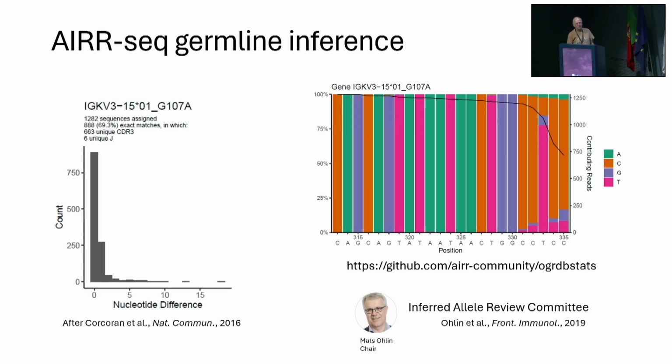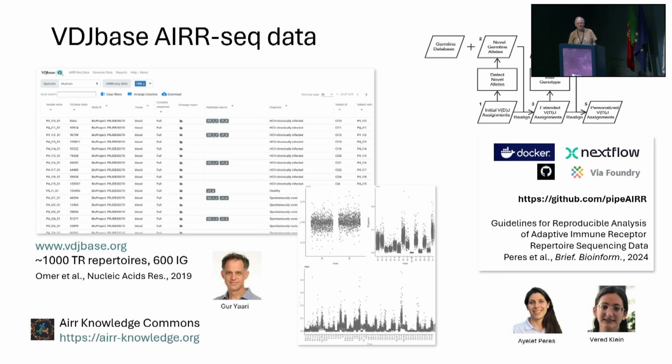IARC has inferred over 40 or over 50 alleles, something like that, since establishment. And those have augmented our germline set and made it into others as well. These two plots come from a tool called OGRDB stats, which IARC uses to evaluate inferences using the process that's set out in this paper. And that tool's available for use for anyone else that's interested.